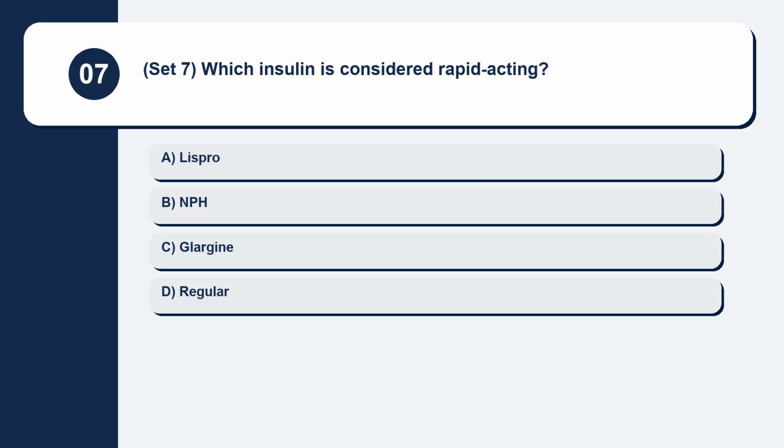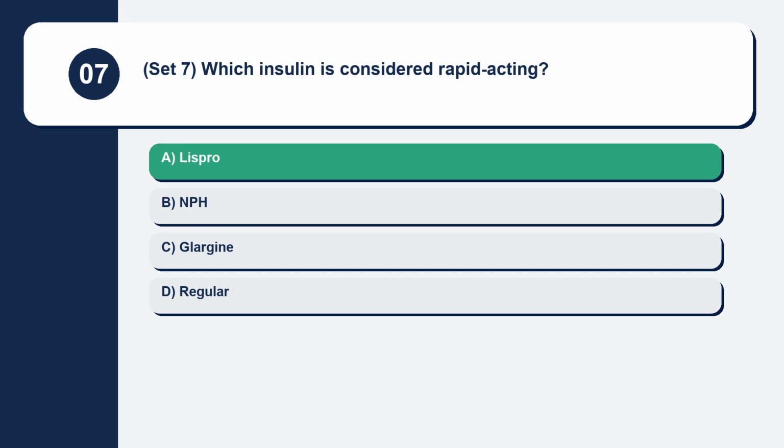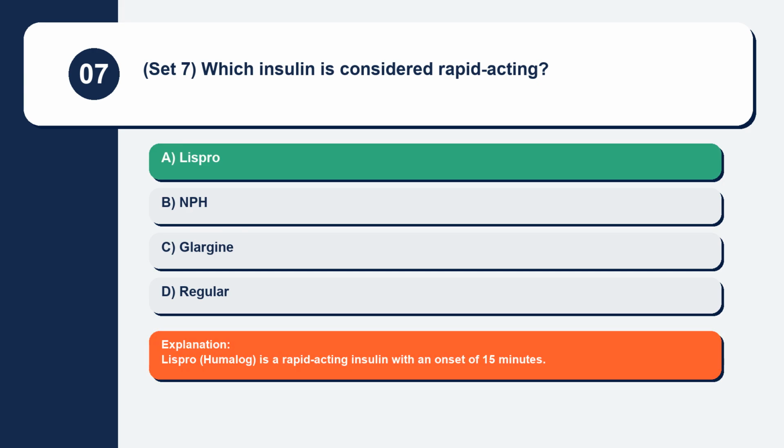Question 7. Set 7. Which insulin is considered rapid-acting? Lispro, NPH, glargine, regular. Lispro, Humalog, is a rapid-acting insulin with an onset of 15 minutes.